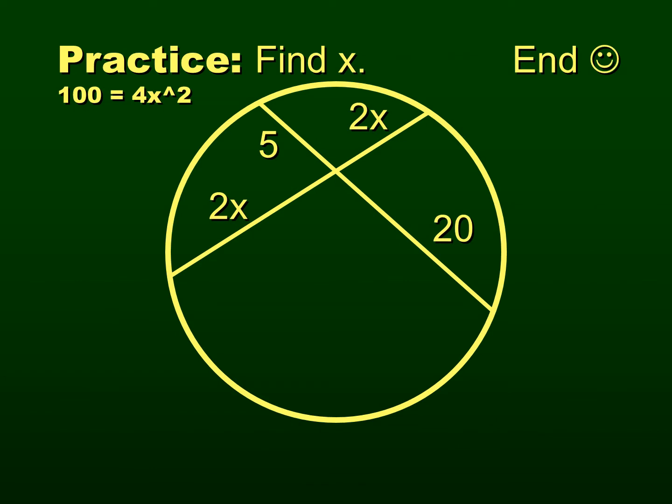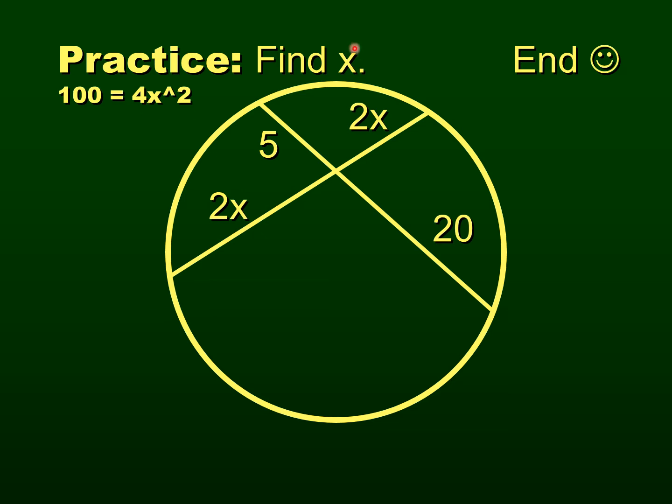Okay, so let's go ahead and apply one of those theorems. We're going to try to solve for X. And so these are two chords that are inside the circle, which means that the product of their lengths is equal to each other. So that means that 5 times 20, which is 100, has to be equal to 2x times 2x, which is 4x squared.